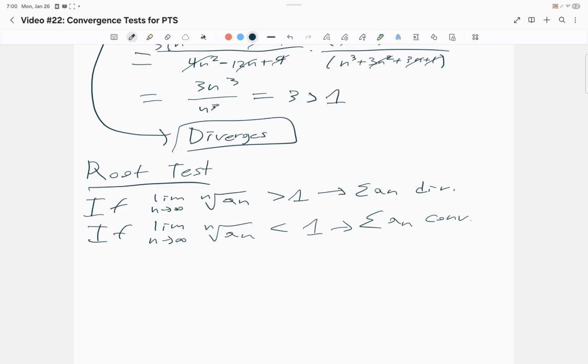And just like the ratio test, if we do get that limit as n approaches infinity of the nth root of a of n, if that comes out to exactly 1, then the test fails and we have to move on to something else, because then the root test is not going to tell us anything.